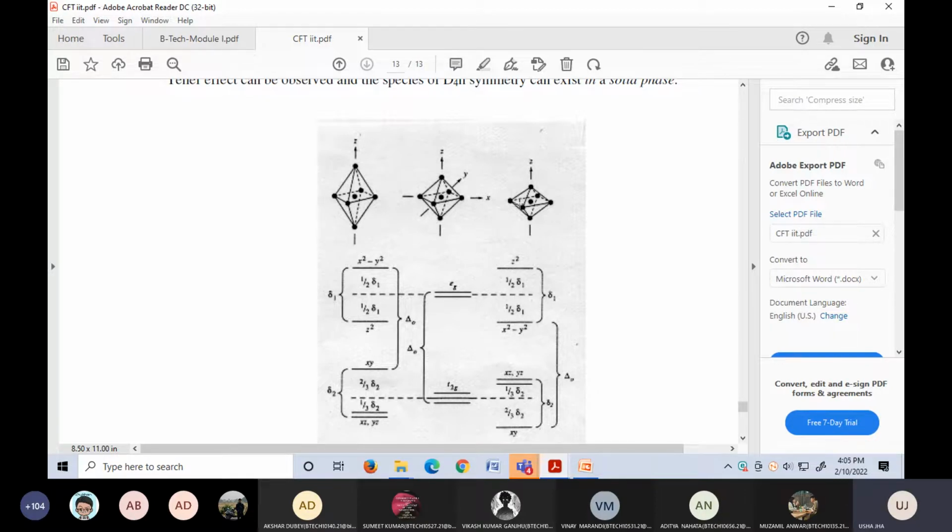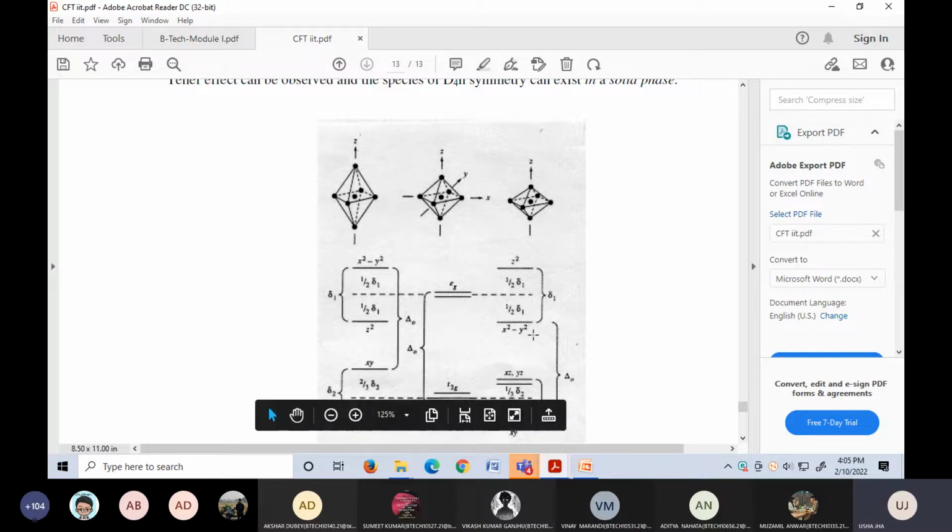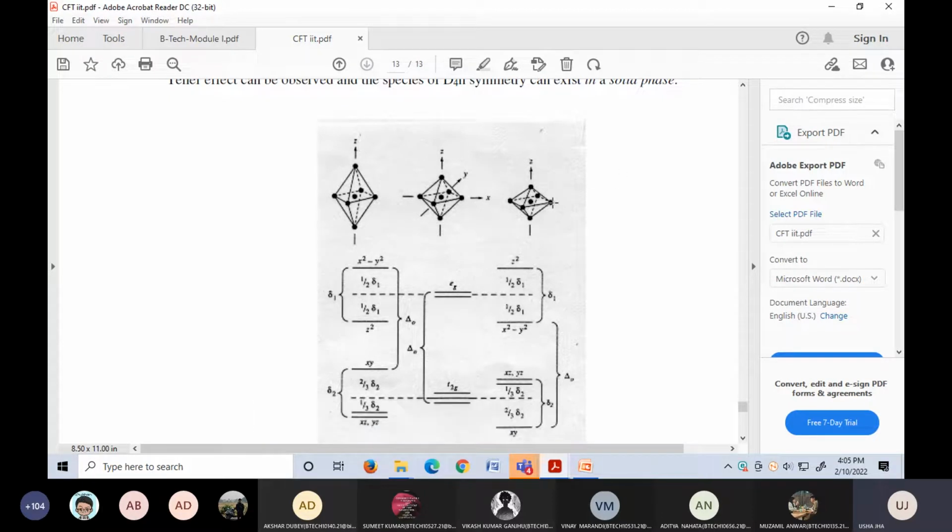Now, if the reverse takes place, wherein there are 2 electrons in dx squared minus y squared and a single electron in dz squared, what happens in that case? Since there are 2 electrons in dx squared minus y squared, these are the ones that are going to be repelled outward. So they move outward. They get stretched out along this parallelogram. So the 4 arms, the 4 sides of it, they get stretched out.